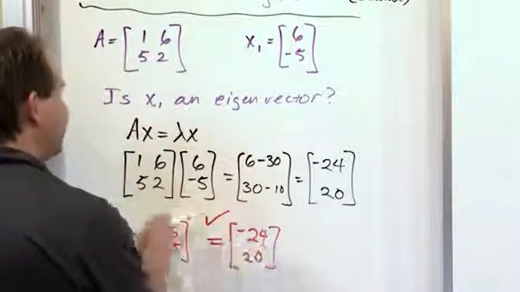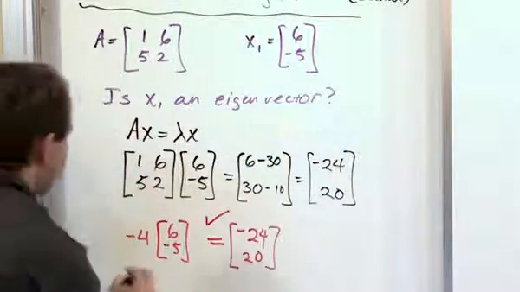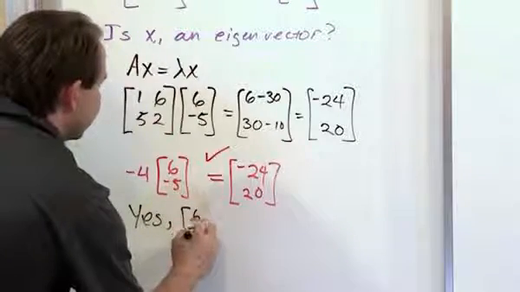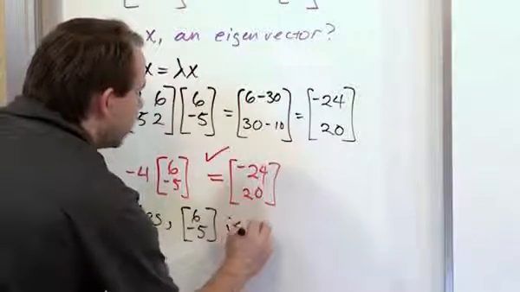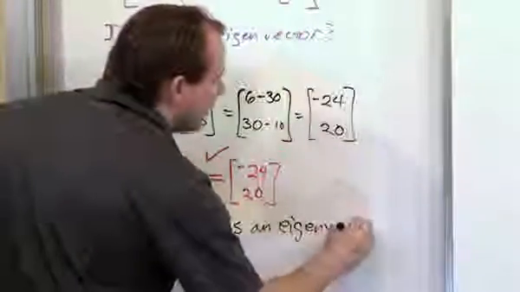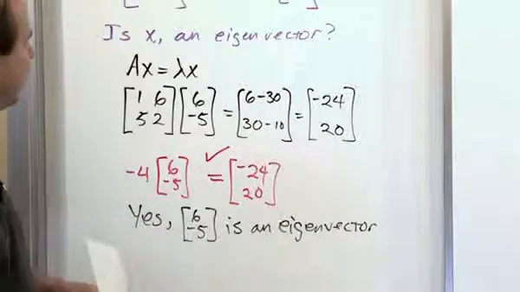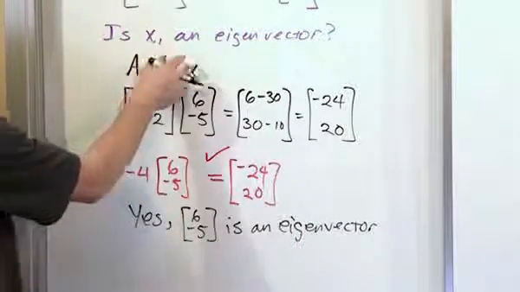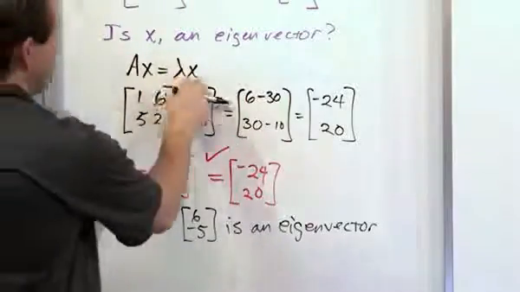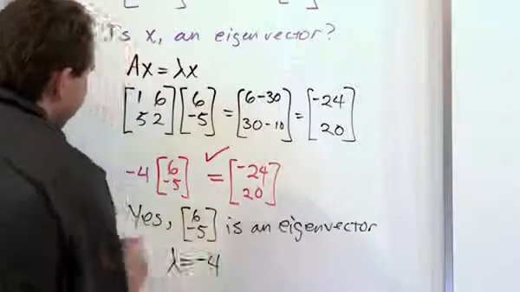Because there is a relationship here, we can actually say two things as a result of this. Yes, 6, negative 5 is an eigenvector. Here's a bonus question for you. What is the eigenvalue that corresponds to this eigenvector? Well, lambda, the eigenvalue, is what sits on the left-hand side in front of the vector over here. So we say that in this case, lambda is negative 4.